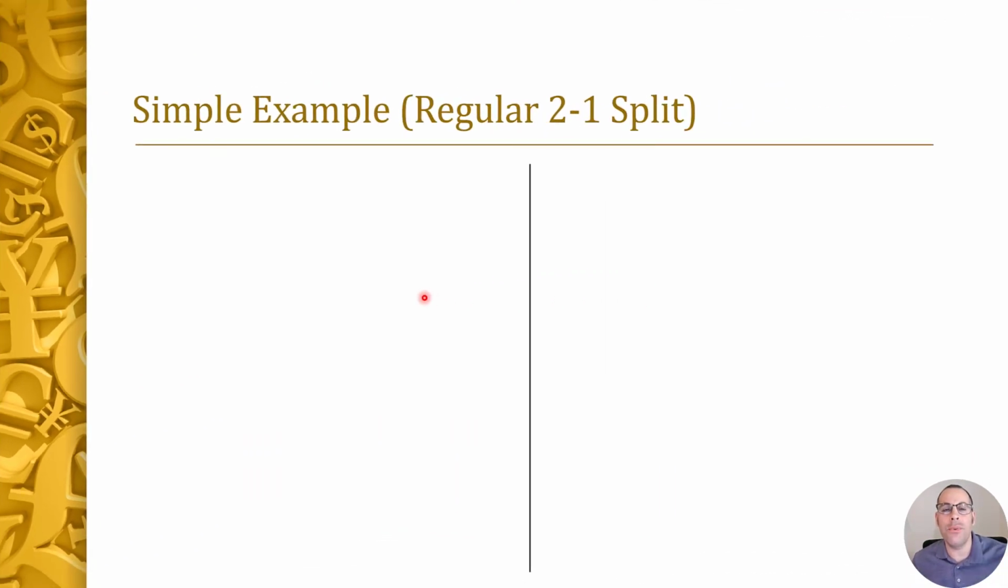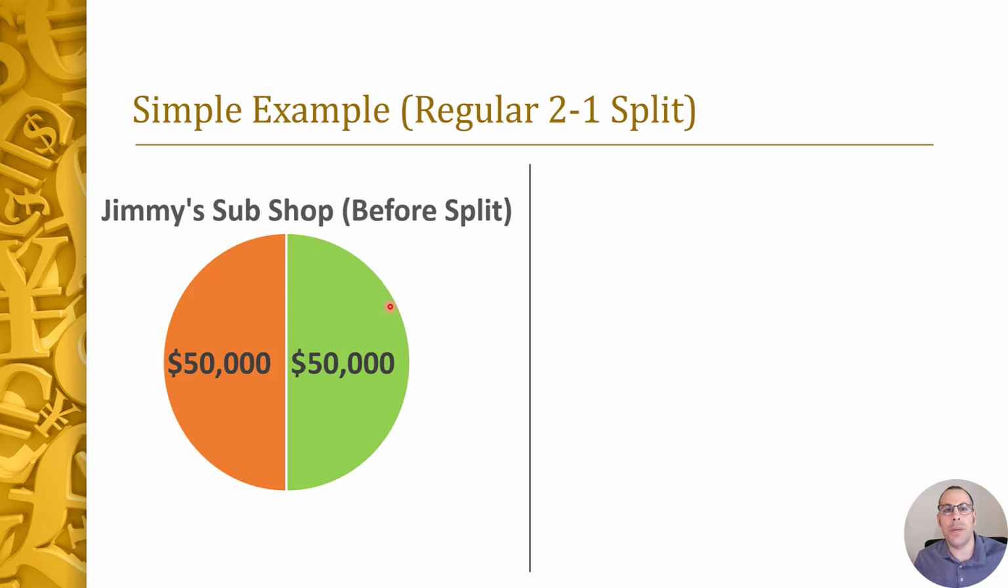I'm going to first give you a really simple example on how to understand what a stock split is. This is a fake example. It probably wouldn't happen in real life, but it's a great way to convey how stock splits work. Say you're a part owner in Jimmy's sub shop. You own half the company, Jimmy owns half the company. There's two shares. Your share is worth $50,000. Jimmy's share is worth $50,000.